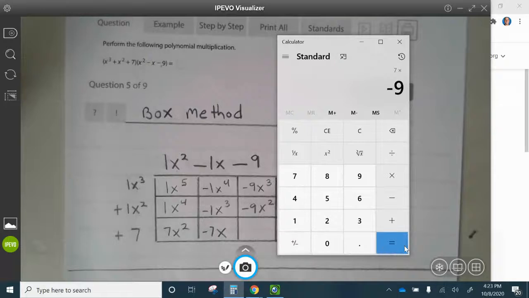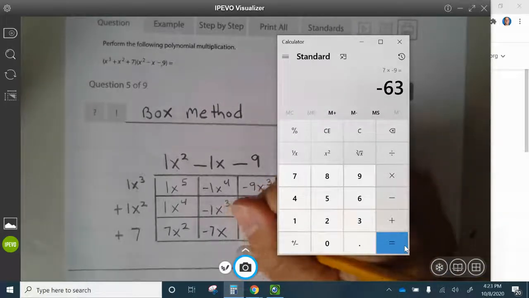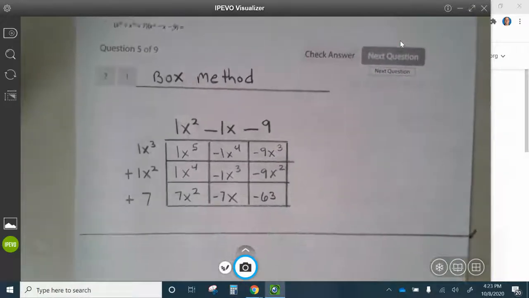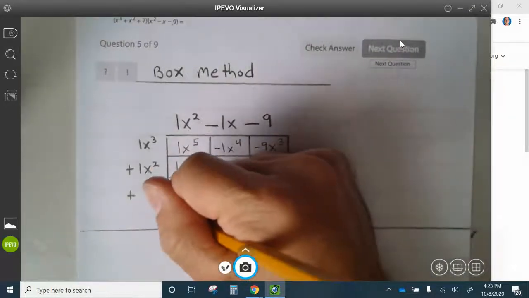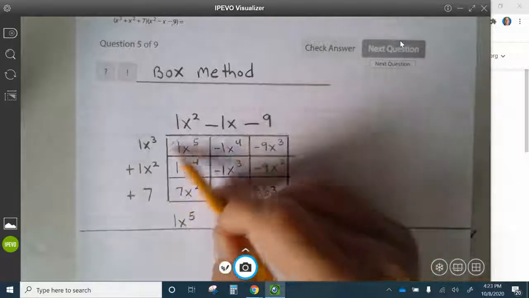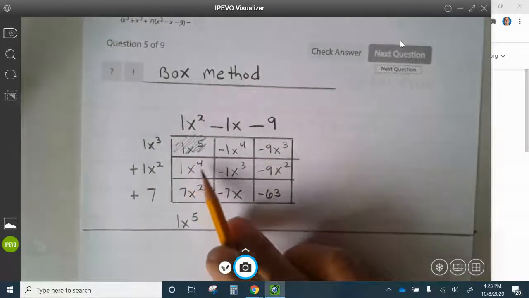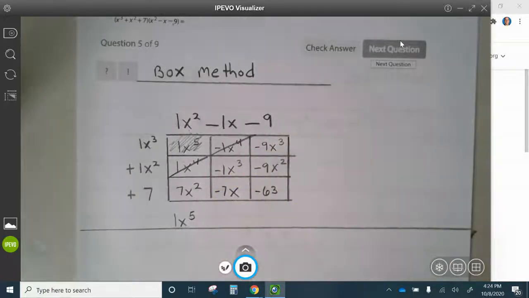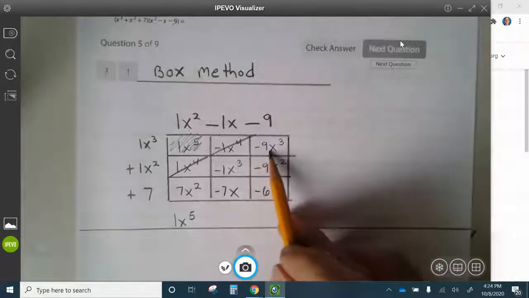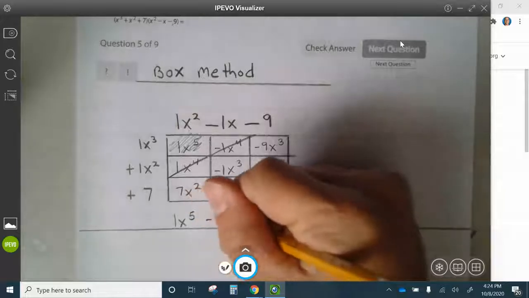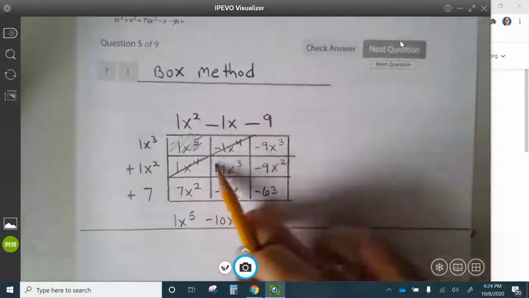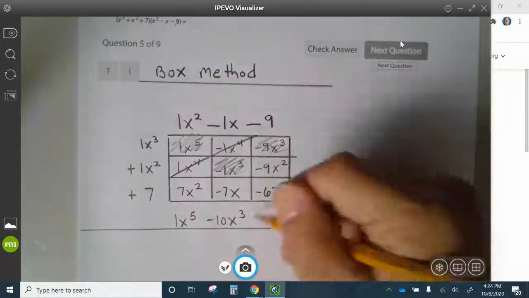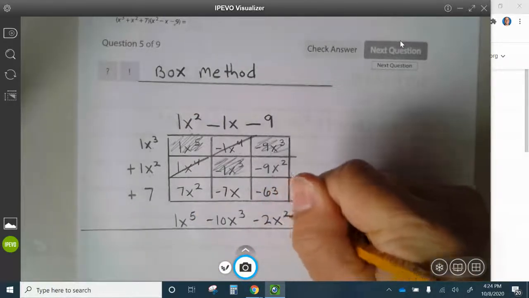All right, so now let's combine terms. You have 1x to the 5th, so we're done with that. 1x to the 4th and 1x to the 4th, they cancel each other. So now negative 1x cubed and negative 9x cubed is negative 10x cubed, so we're done with these. 7x squared and negative 9x squared is negative 2x squared. And then minus 7x minus 63. All right, hopefully that helps with question number 5.